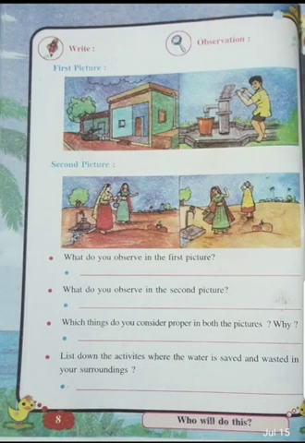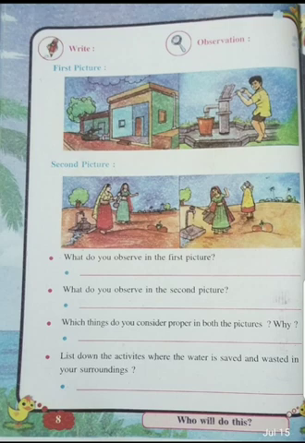Now we move on to the next picture observation. Here you can see two houses, two pictures. In the first picture you see a house, on that the rain is falling. You can see the clouds and the rain. It is not clear here, but it is clear in your workbook, children. So here the rainwater is being collected on the terrace, and from the terrace the water goes down through the pipes under the ground.